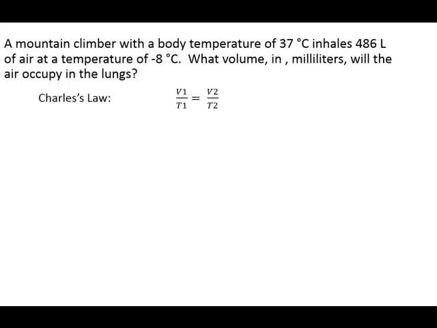Now I need to pick the information out of the problem and assign it to the variables. So this guy is up on a mountain somewhere and he inhales 486 liters of air that's at an air temperature of -8 degrees Celsius. So those are my initial values. And that air is going into his lungs. We're looking for the volume. And his lung temperature, his body temperature, is 37 degrees Celsius.